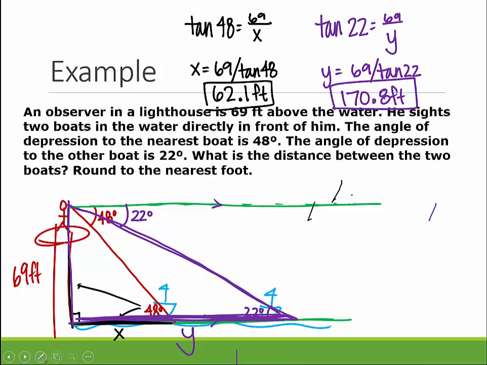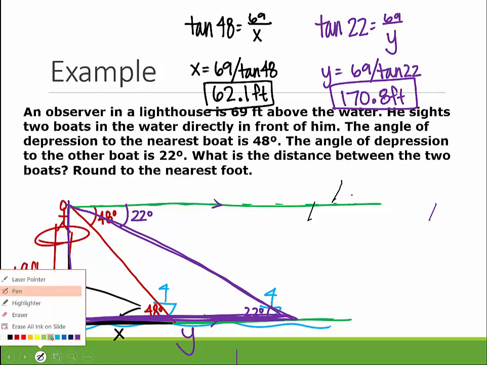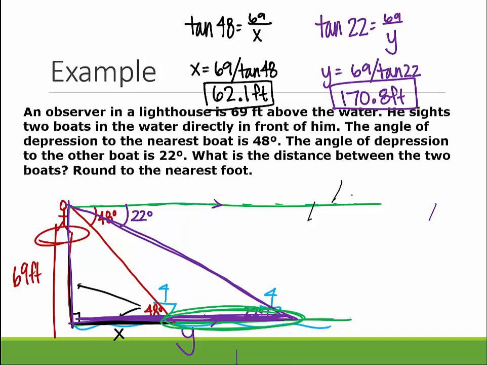So remember, the whole goal of this problem is we eventually wanted to figure out the distance between the two boats. We want this distance right here. So what I'm going to do is just subtract 170.8 minus the 62.1. And then if we round that to the nearest foot, you end up with 109 feet away from each other.